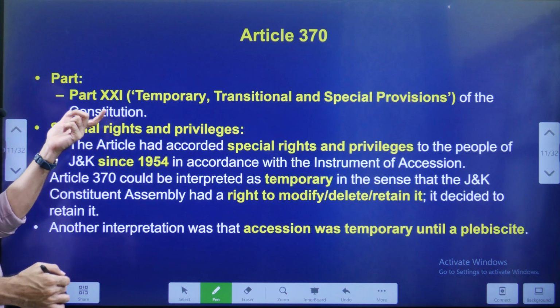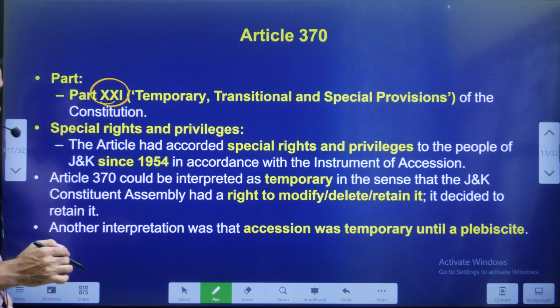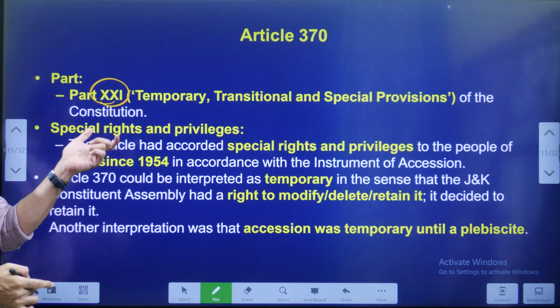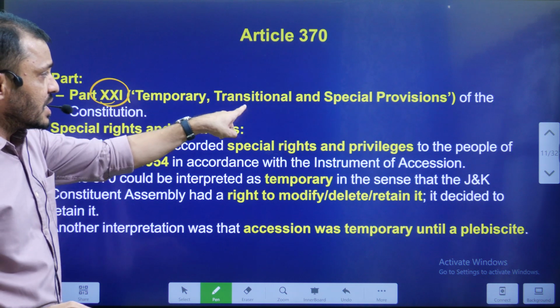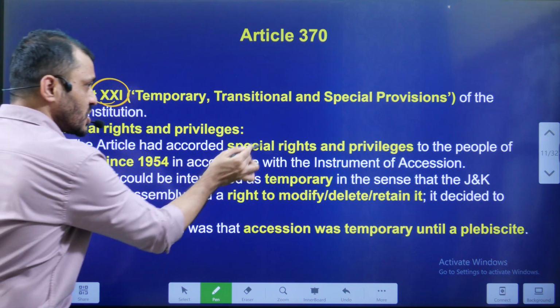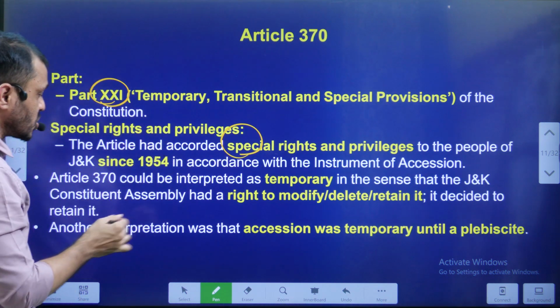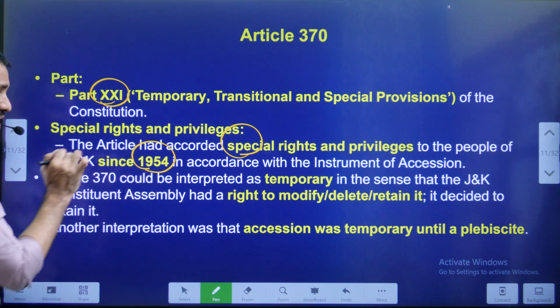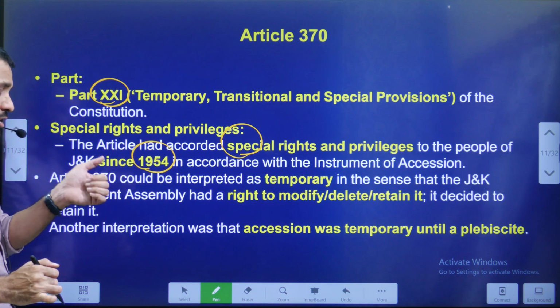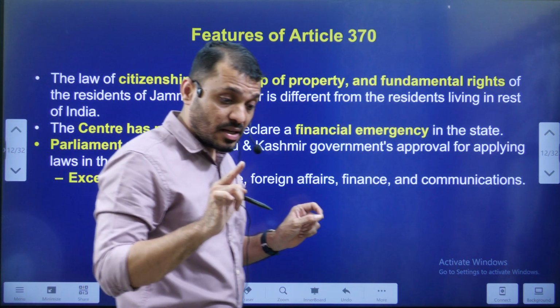Okay. Next, Article 370. Article 370 is present in which part of the Indian Constitution? It is present in Part 21, that is temporary, transitional and special provisions of the Constitution. It gave special rights. This Article 370 started implementation through which presidential order? The Presidential Order of 1954.